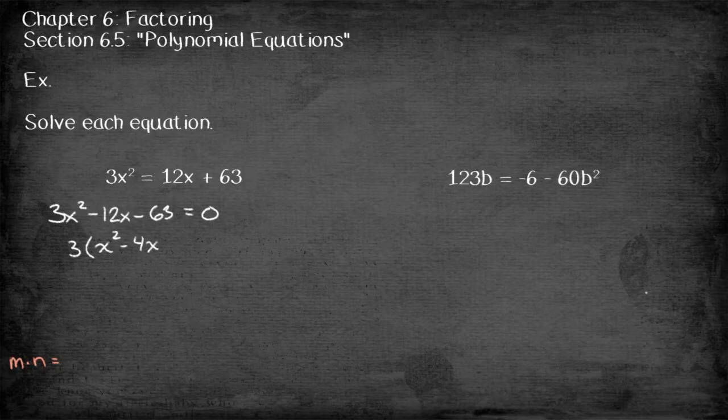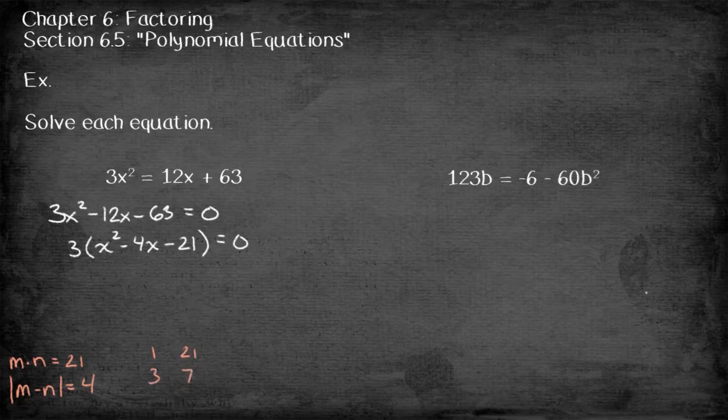The greatest common factor here is 3. Now we want to factor x squared minus 4x minus 21. So now I need m and n, m times n needs to equal 21. The middle sign is negative, as well as the last sign. So I need to also have that the absolute value of m minus n is equal to 4. What are the factors of 21? 1 and 21. 3 and 7. Oh, that works. 7 minus 3 is 4.